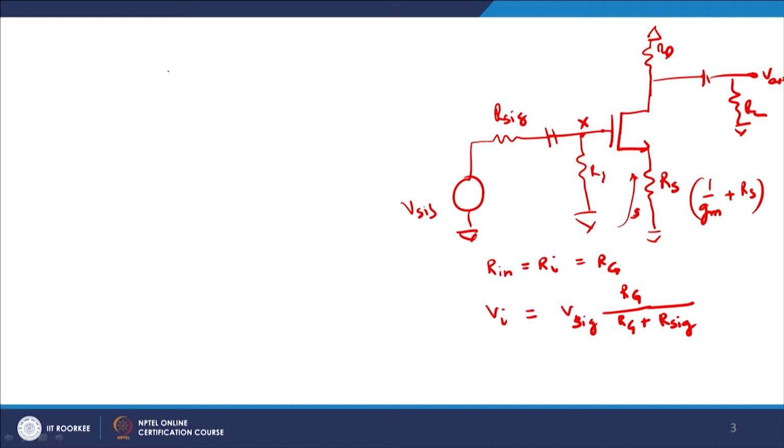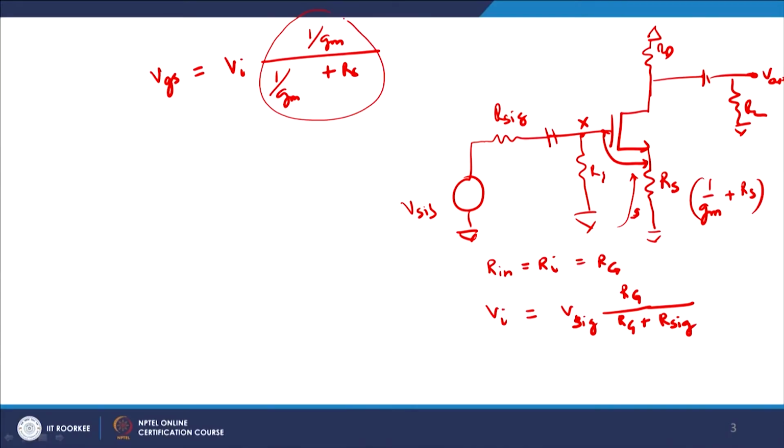Therefore, I can safely write down VGS equals Vi into 1 by Gm upon 1 by Gm plus Rs. Why? Very simple. VGS is the gate to source voltage which is applied here. Not all of Vi will appear as gate to source voltage, only a part of it, depending on this ratio of 1 by Gm upon 1 by Gm plus Rs. Why? Because this is the resistance of the device itself, and this is the resistance of the device seen from the source side, and therefore, if we divide it, I get this into consideration.